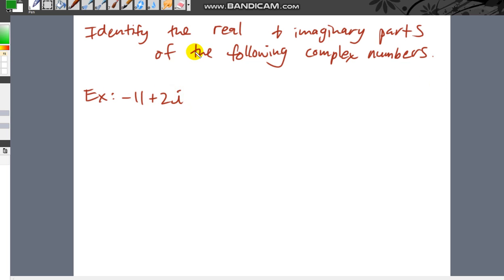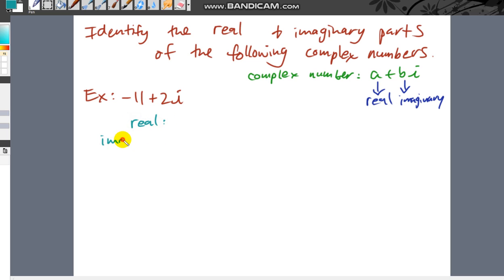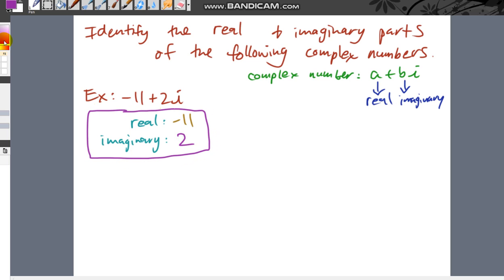Okay, so what I'm going to help you out with, a complex number. So a complex number has something of the form a plus bi, where a is the real part, and then b is going to be the imaginary part. Okay, so all you're doing is looking at, if I ask you, the real part and the imaginary part, right? So the real part is the number in front here, so it's negative 11. The imaginary part is the number in front of the i, so that's going to be 2. Okay, that's all I'm asking you to do.